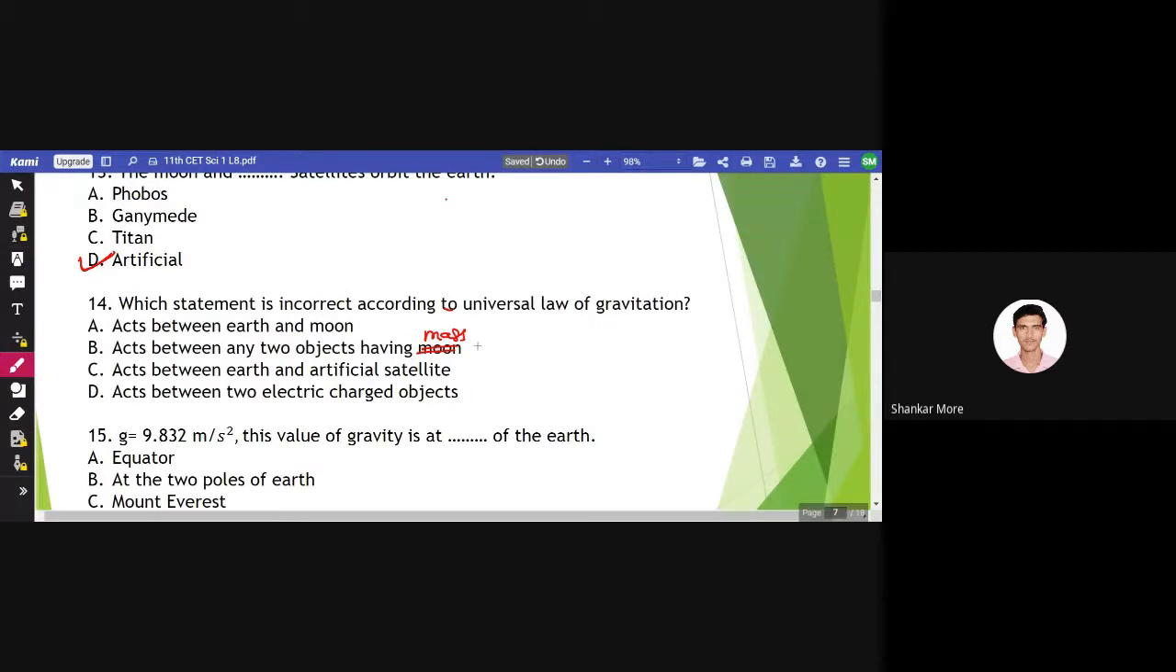Then option C is, it acts between earth and artificial satellites. And the last one, it acts between two electric charged objects. So fourth option is incorrect, right? Fourth option is incorrect. Any doubt? Any doubt in this question? Like I didn't understand the question or something like that? I hope not. Okay, so everyone, can you please write the answer?